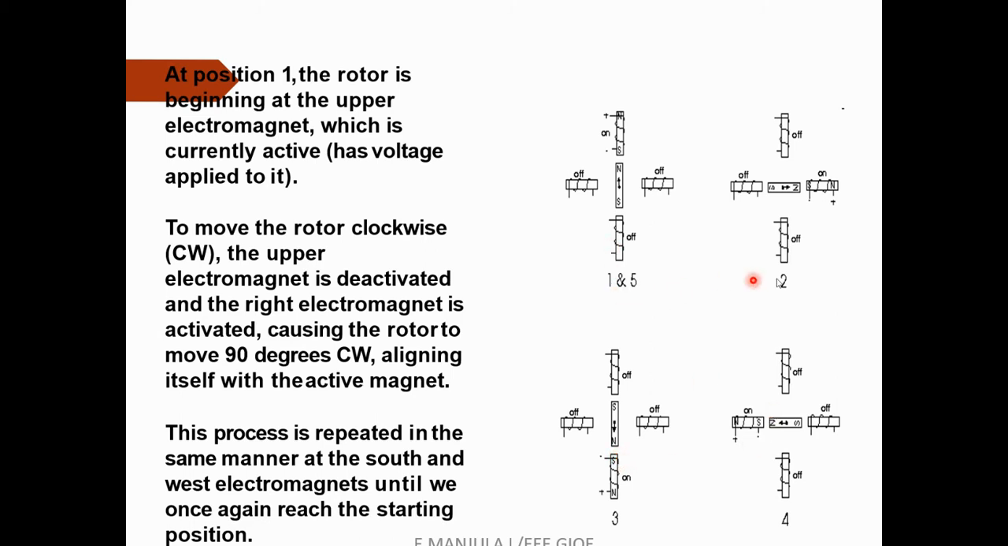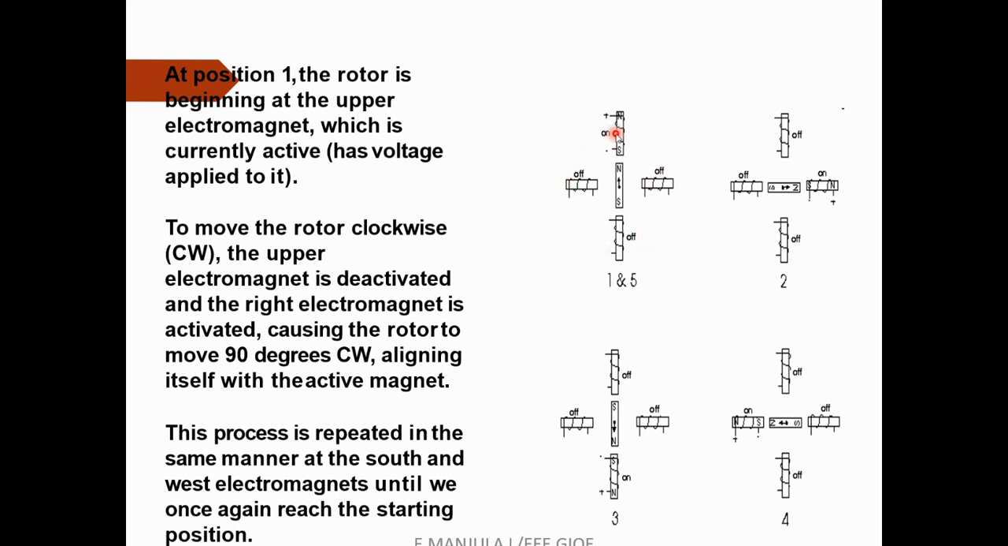Fine. There are some positions here. This is position 1 and 5. This is 2, 3, 4. At position 1, this is on. If you observe, we know that there is a permanent magnet at the rotor. This is the rotor, and these are the stator. The stator magnets are electromagnets. So there are stator windings.